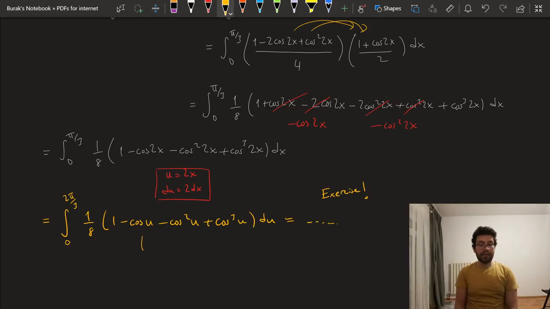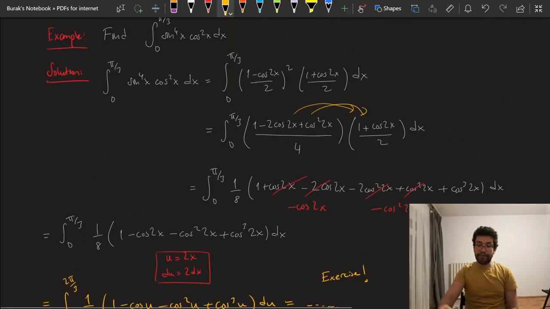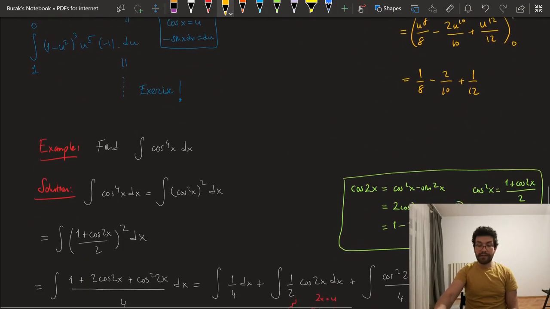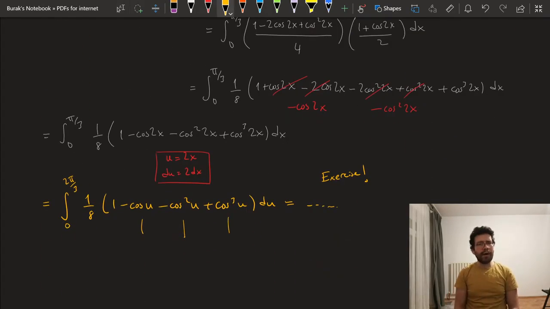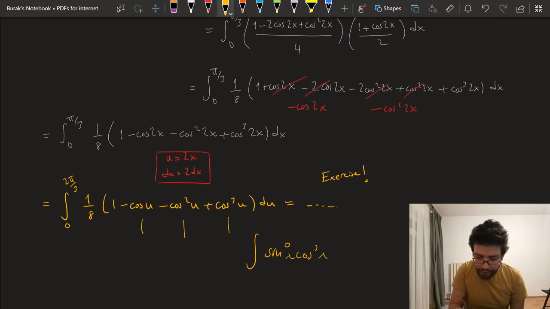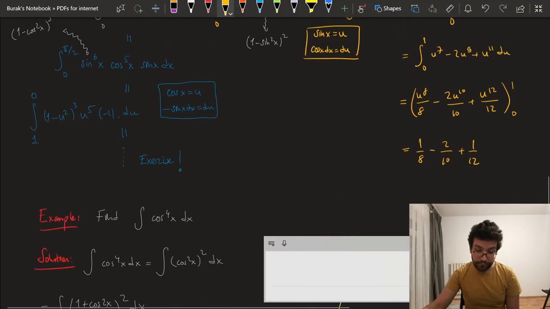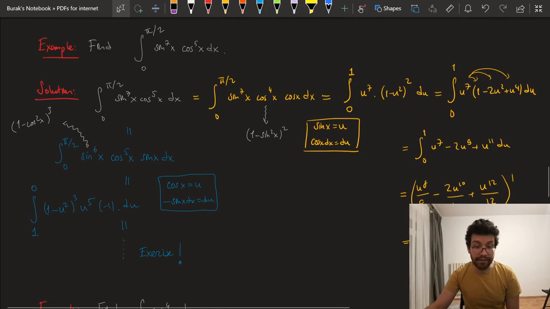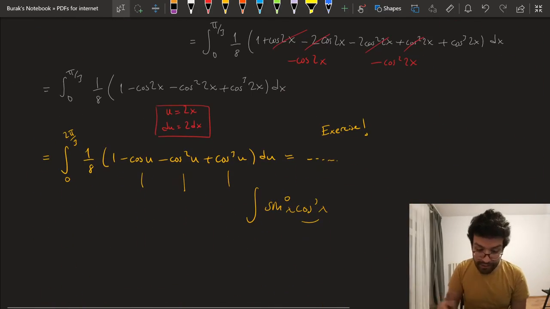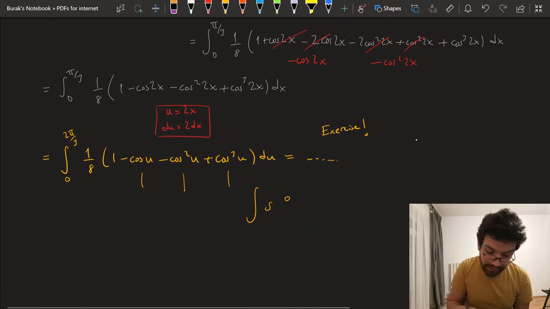You know how to integrate cosine, that's fine. You know how to integrate cosine to some even power, use the exact same trick. And this is an odd power of cosine. Like I can think of this as sine to some even power times cosine to some odd power. When you see an odd power of cosine, what do you do? You split one of those cosines and do the exact same trick. So you can easily get this integral.